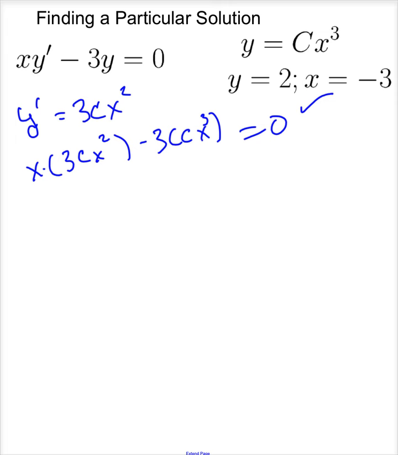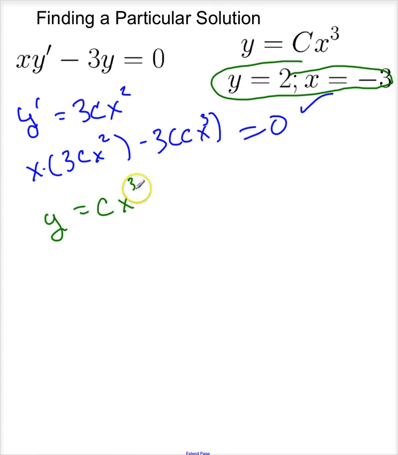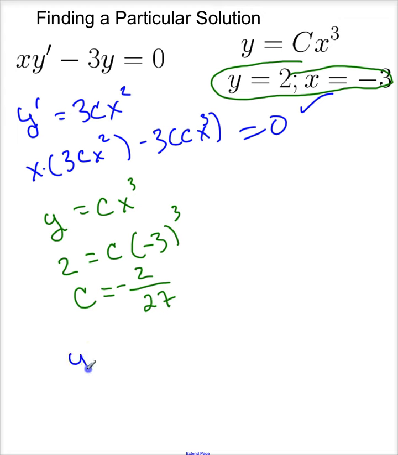Now I want to find the particular solution. So to find it, I'm going to go to my initial conditions. I have x and I have y. So let me go to this general solution here. y equals c x cubed. So let me plug in y is 2, and this is c, and x is negative 3 cubed. So when I solve this for c, I get 2 divided by negative 27. So for this equation, I get a particular solution of y is equal to minus 2 over 27 x cubed.